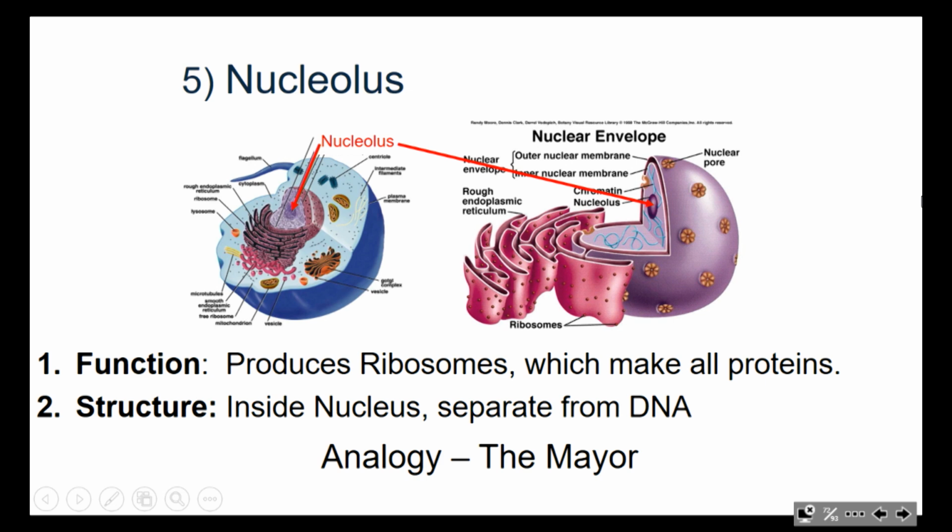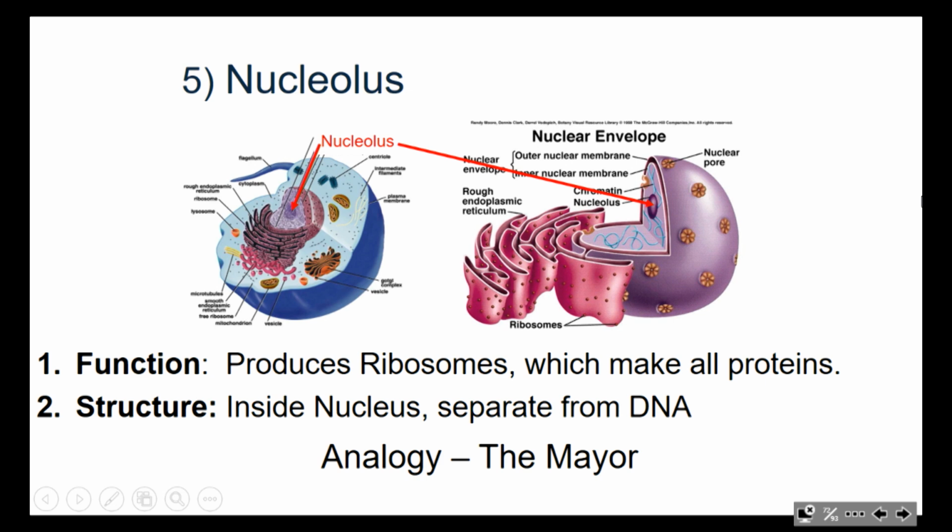I got one more talking about the nucleus. This one's known as the nucleolus, okay? Inside of the nucleus is this small inner chamber. It's called the nucleolus. The nucleolus is an organelle that makes ribosomes, and hopefully by now we're remembering that ribosomes make protein.